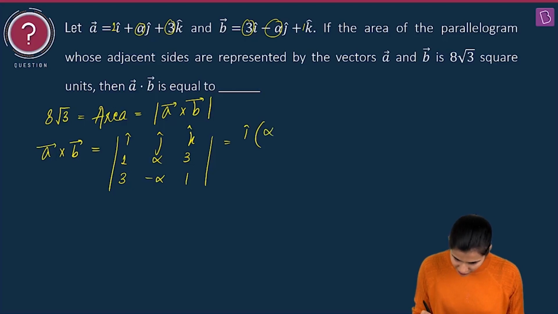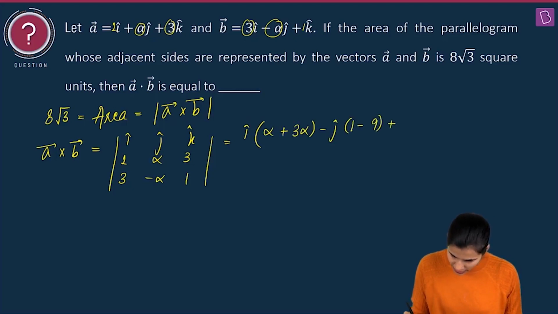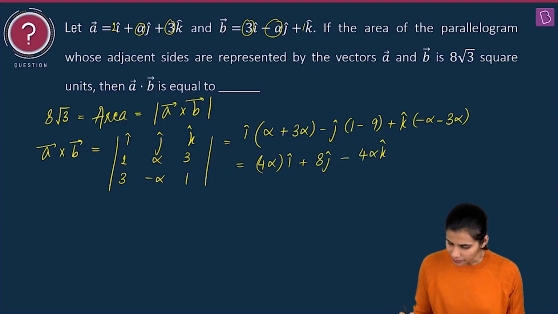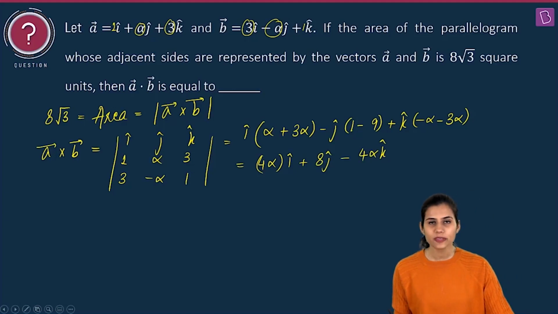You get alpha plus 3 alpha, minus J cap, you have 1 minus 9, plus K cap, here you have minus alpha minus 3 alpha. So this gives you 4 alpha I cap, here you have plus 8 J cap, and here you have minus 4 alpha K cap. This is my A cross B vector.